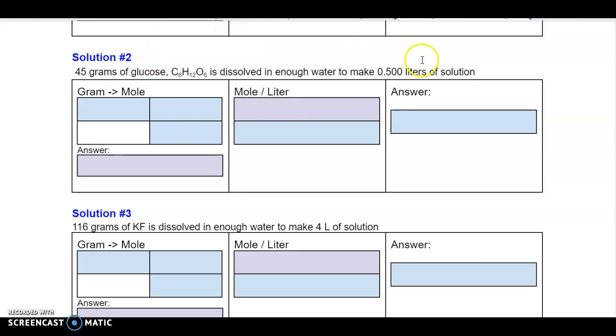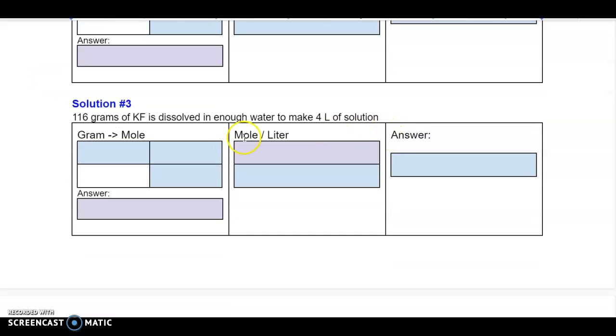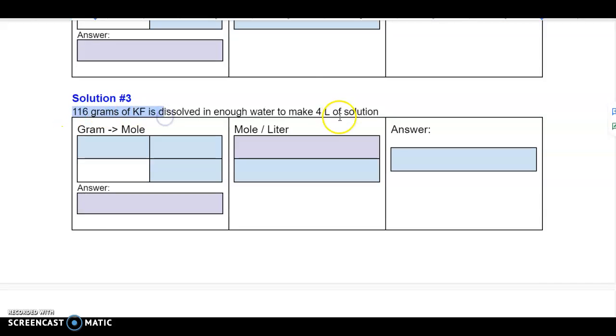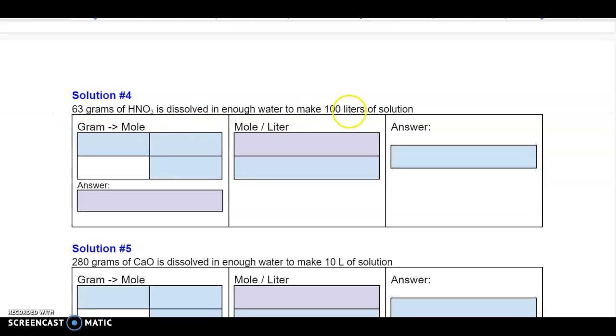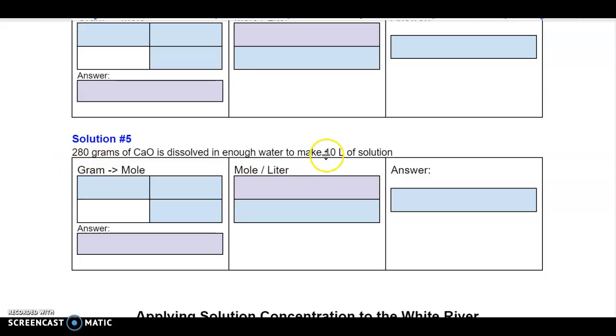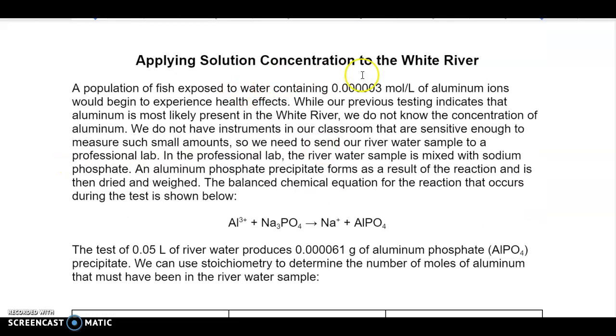And we'll continue the same thing as we continue. Here's decimals in liters, grams, liters, grams, liters again, grams and liters. Then we're going to apply that to the White River.